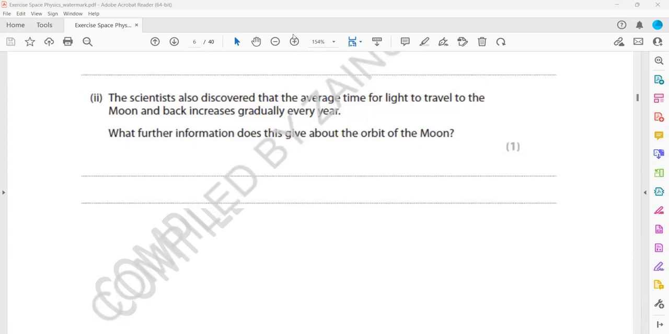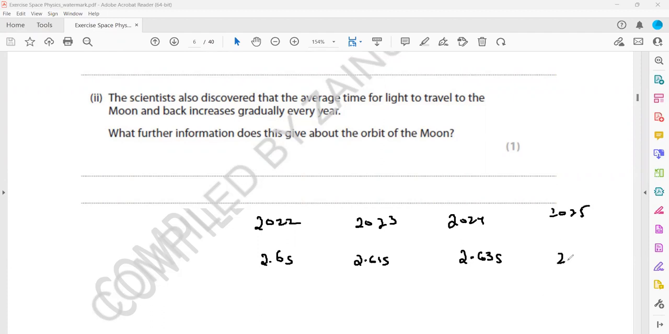Say we are in 2022, it was taking 2.6 seconds on average. Then in 2023, it will take about 2.61 seconds. Then in 2024, it will take about 2.63 seconds. 2025, I'm just estimating, it will take about 2.65 seconds.